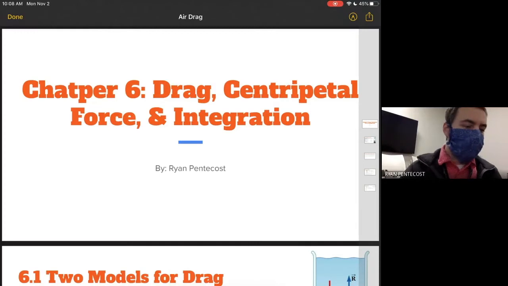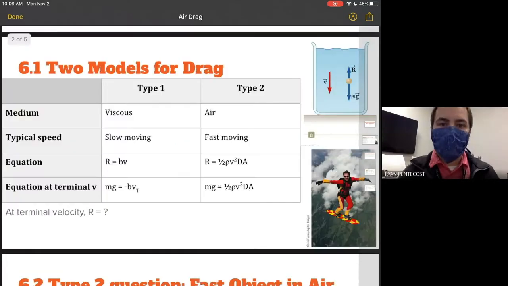So let's get started. First, we have two models for drag, right? We have type 1 and type 2, very similar to what we had for projectile motion. However, this time they are sorted by their medium. Type 1 has to do with a viscous medium. Viscous just means it's a thicker medium. This is reserved for mostly fluids or anything that's fluid-like. And type 2 is reserved for air drag.